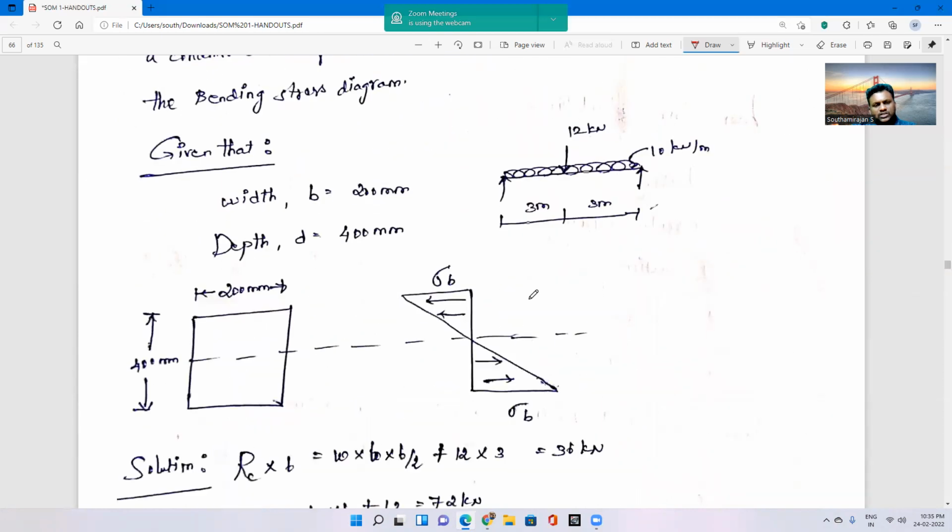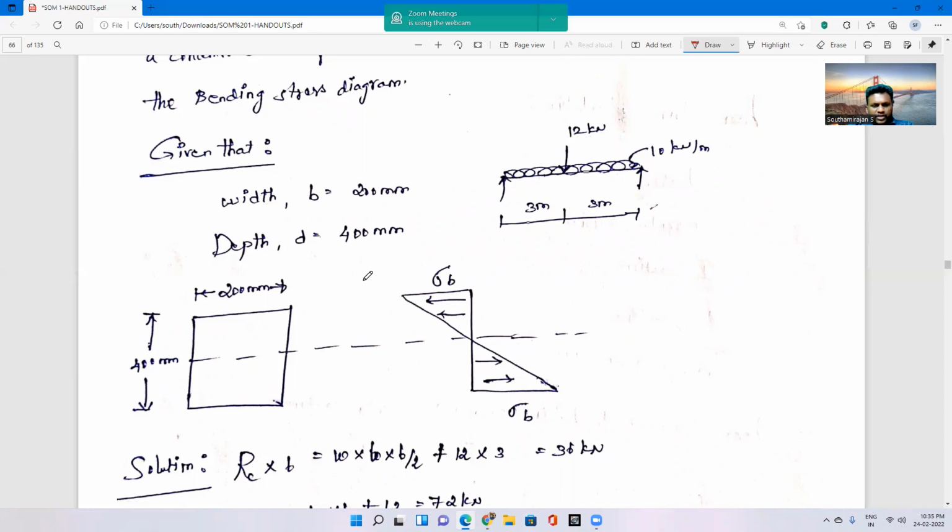According to this question, we have drawn the simply supported beam with the entire span UDL of 10 kilonewton per meter along with the central point load of 12 kilonewton, with breadth B equal to 200 mm and depth equal to 400 mm. We have drawn the cross section along with its bending stress variation sigma B. The bending stress variation will always be like this, irrespective of the cross section.